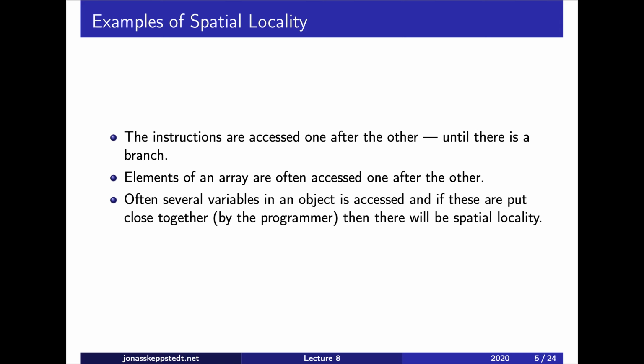Spatial locality: the instructions are usually executed one after another until we branch. And often there are several variables in an object, and if we know which ones are accessed more or less at the same time, then we can declare them in the struct near each other, so that they will exhibit spatial locality when we access them.